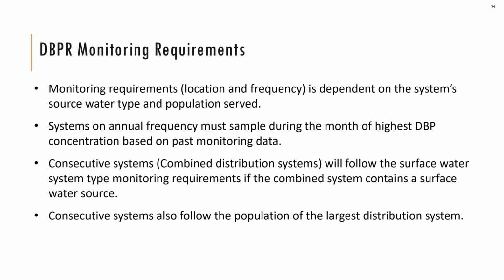Consecutive systems or combined systems will also follow the surface water requirements of the monitoring requirements if the wholesale system uses any source that is surface water. Consecutive systems will also follow the population of the largest distribution system.